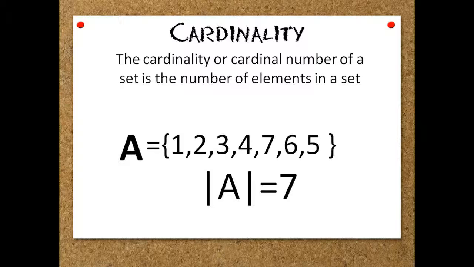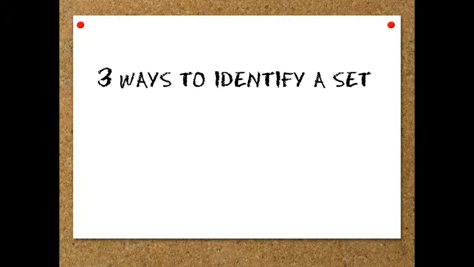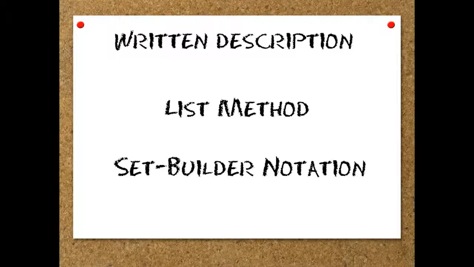As simple as that. Next, we are going to talk about how to define or identify a set. We actually have three ways. For you to understand it better, I'm going to give an example: January, June, and July. So we have the written description, the list method, and the set builder notation.